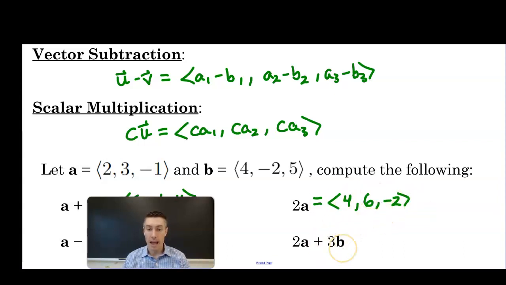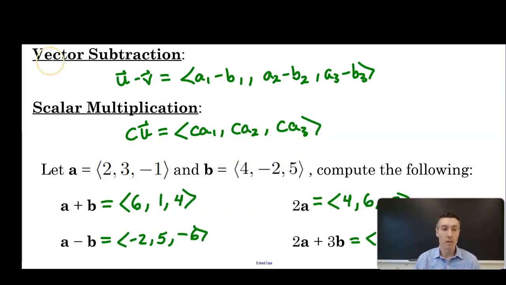And then we're going to take that vector and add it to 3b. So let's see if we can just do this in our head. So 4 plus 3 times 4 is 12, so that's 16. 6 plus 3 times negative 6, so 0. And negative 2 plus 3 times 5 is 15. So negative 2 plus 15, 13. Okay, so algebraically, vector addition, vector subtraction, and vector scalar multiplication is not really too difficult. It works out quite nicely.